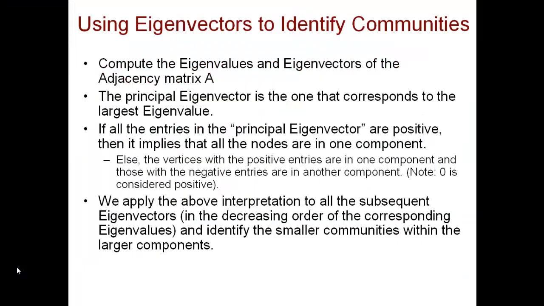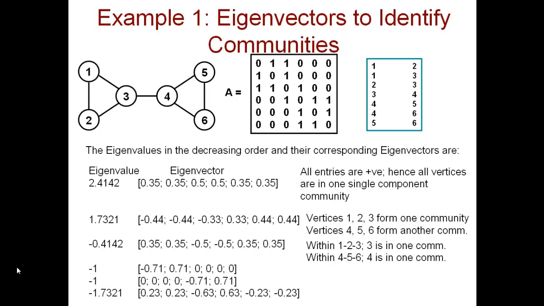Okay, so now we will look at the eigenvectors based community detection. Now we'll go to an example to understand this process. Given a graph, you want to identify the communities in this graph using the eigenvectors approach.